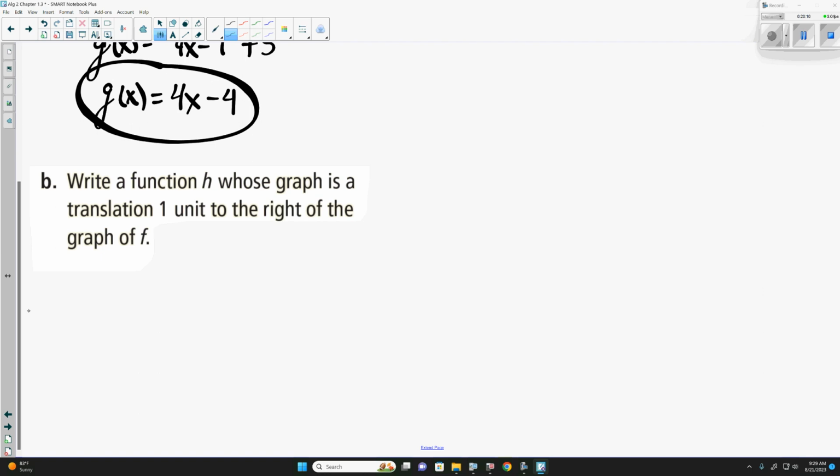Let's look at the next one. Write a function h whose graph is a translation 1 unit right of the graph of f.